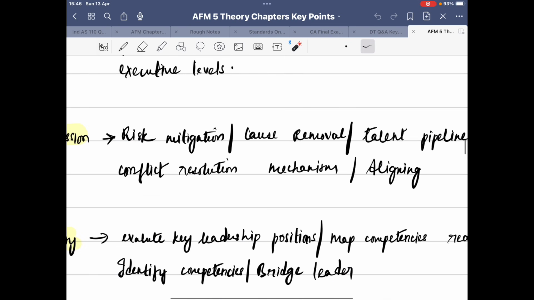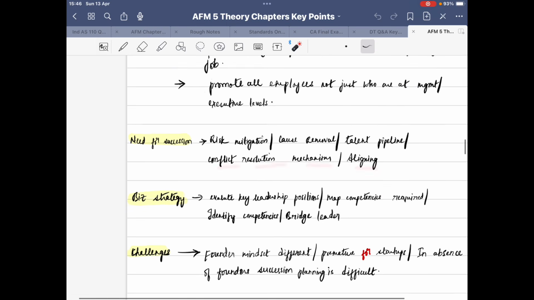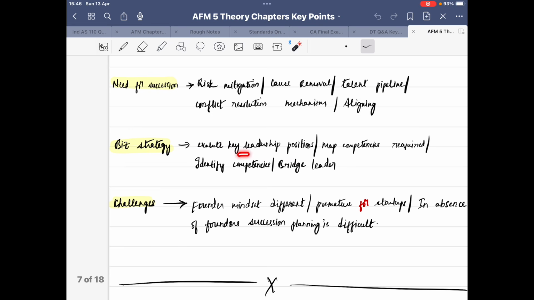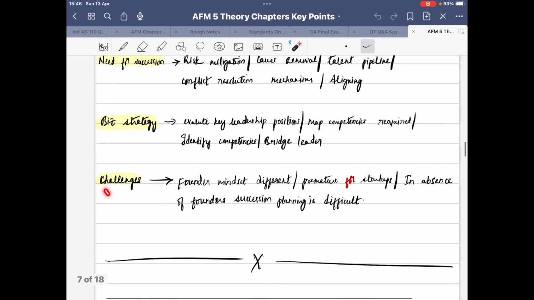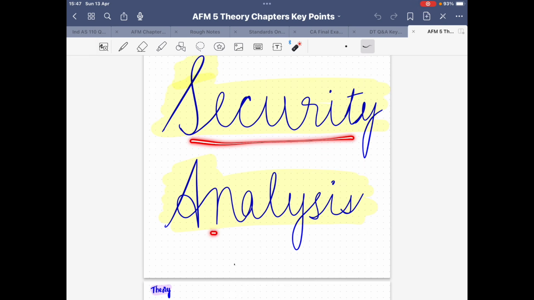Need for succession: risk mitigation, cause removal, talent pipeline, conflict resolution mechanism, aligning business strategy, evaluate key leadership positions, map competencies required, identify competencies, bridge leader. Challenges: founder mindset is different, premature for startups, in absence of founders succession planning is difficult. End of this chapter. Next chapter, security analysis.